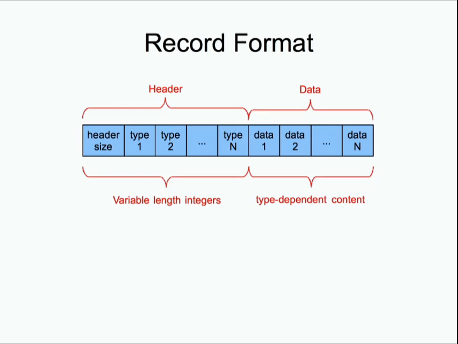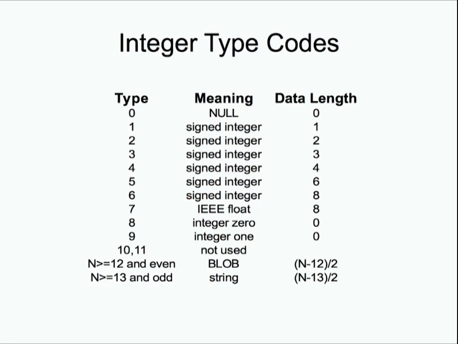So we have to save the data type on everything, and the data types are up front, and then the data follows. Here's the secret decoder ring for the data types. Type 0 means it's a null. 1 through 6 are integers of various lengths. 7 is an 8-byte float. 8 and 9 are the constants 0 and 1, and then large things are blobs or strings, and the type actually includes the length of the blob or the string.